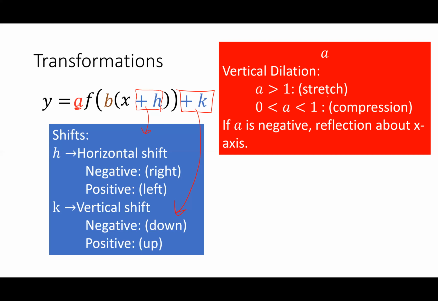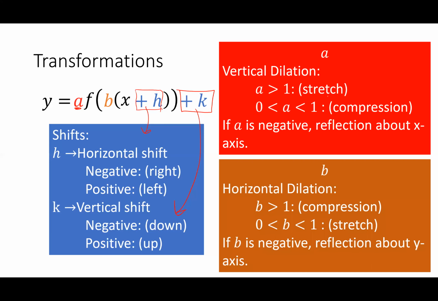Now, what does b do? b serves as horizontal dilation. If b is bigger than 1, it's going to be a compression. If b is in between 0 and 1, it's going to be a horizontal stretch. If b is negative, it's going to be a reflection about the y-axis. We see that a and b are similar yet opposite.